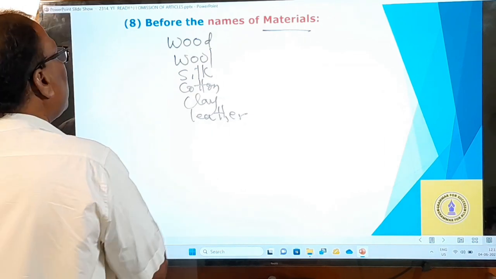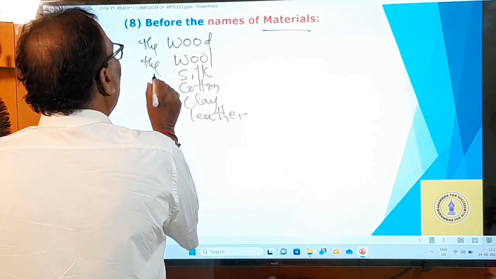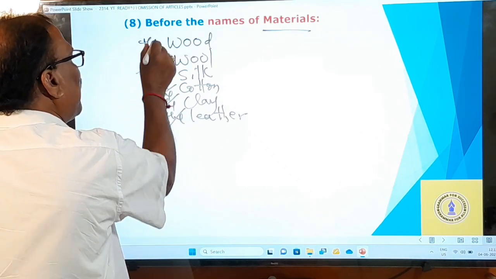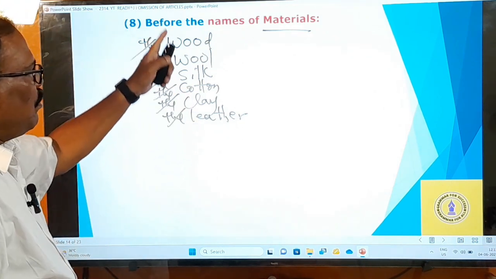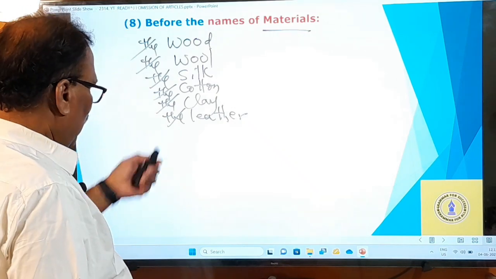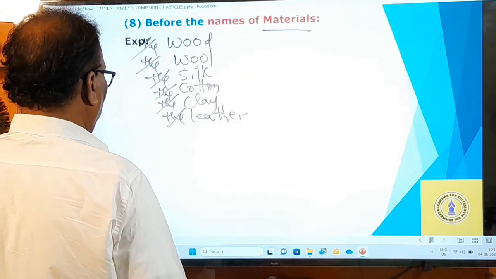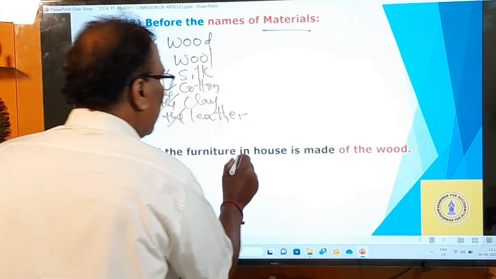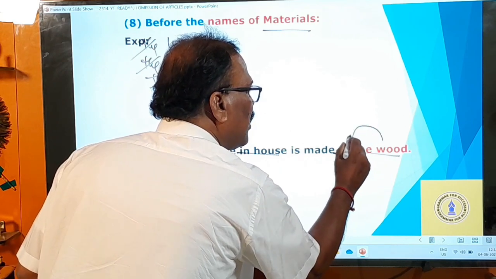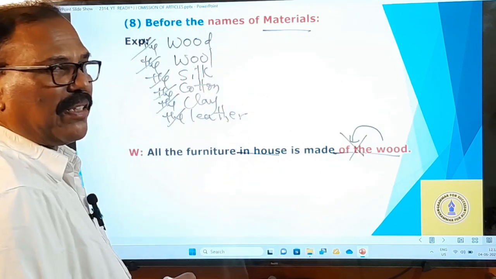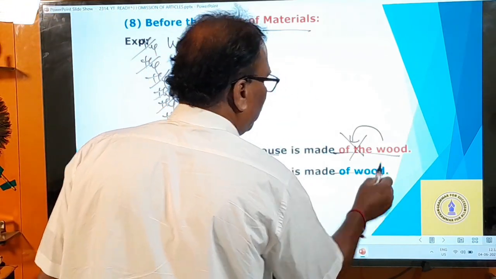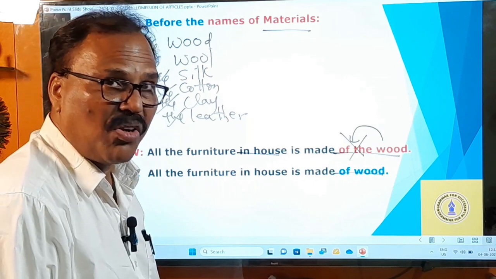Before the names of materials, we should not use any article. No article, no article, no article. I am writing these things and striking them. So no article should be used before the names of materials. Now let us see some examples. All the furniture in the house is made of the wood. Here we are talking about wood, which is a material. Therefore we should not use any article before that. You have to say: all the furniture in the house is made of wood. Made of wood is certainly enough. Made of the wood is not necessary.